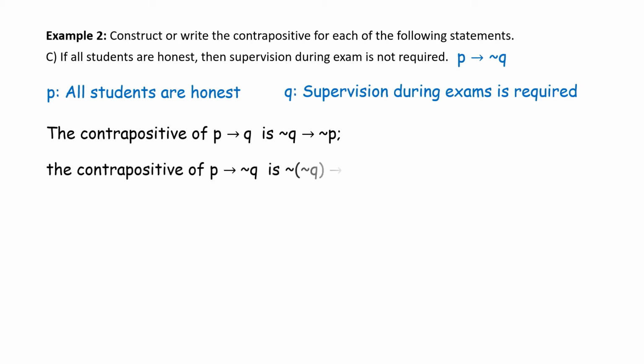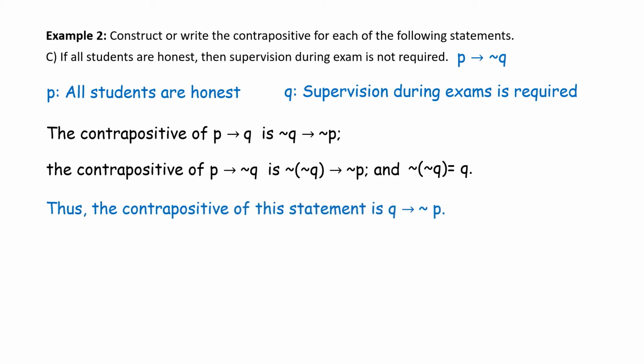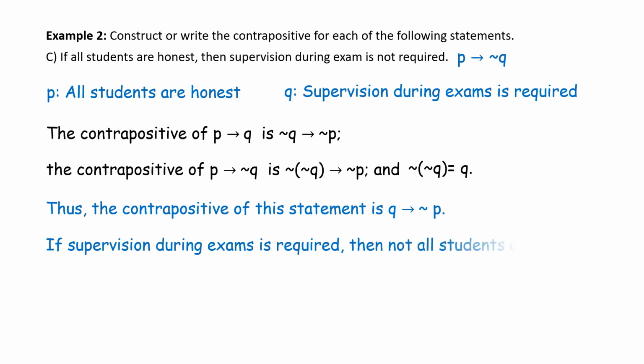The contrapositive of P implies not Q is not not Q implies not P, and not not Q equals Q. The negation of a negation takes us back to the original statement. Thus, the contrapositive of this statement, P implies not Q, is Q implies not P. Use those symbols to write the contrapositive in words. We would have, if supervision during exams is required, then not all students are honest.